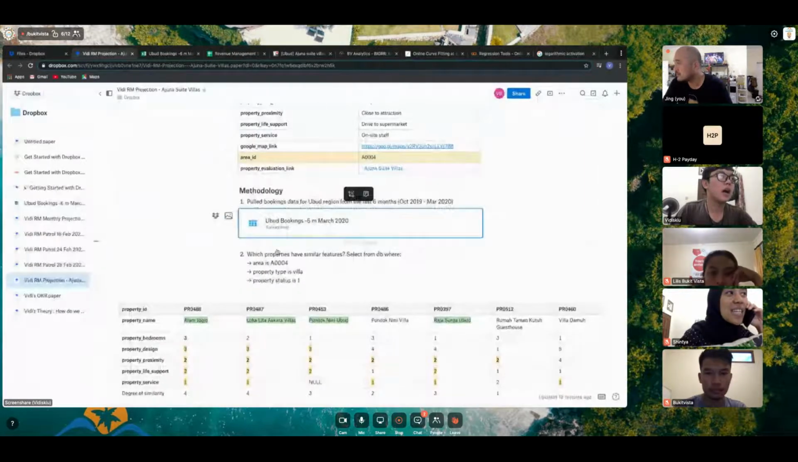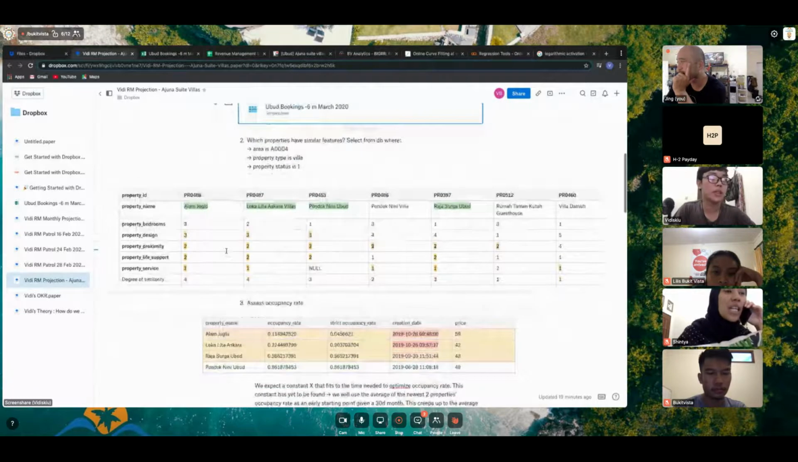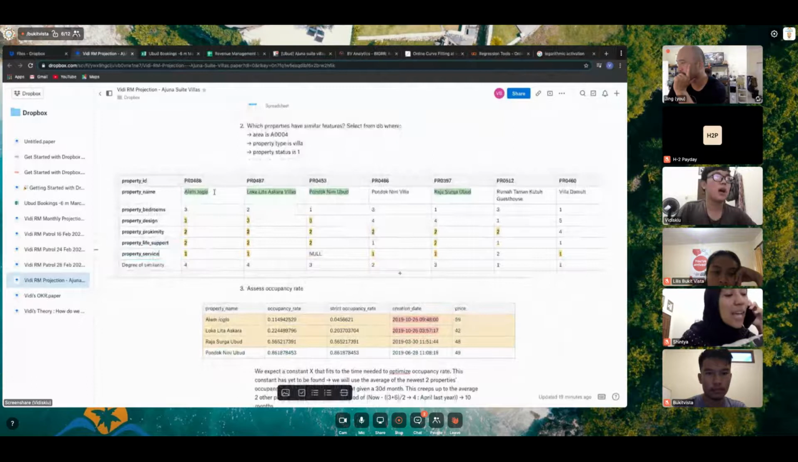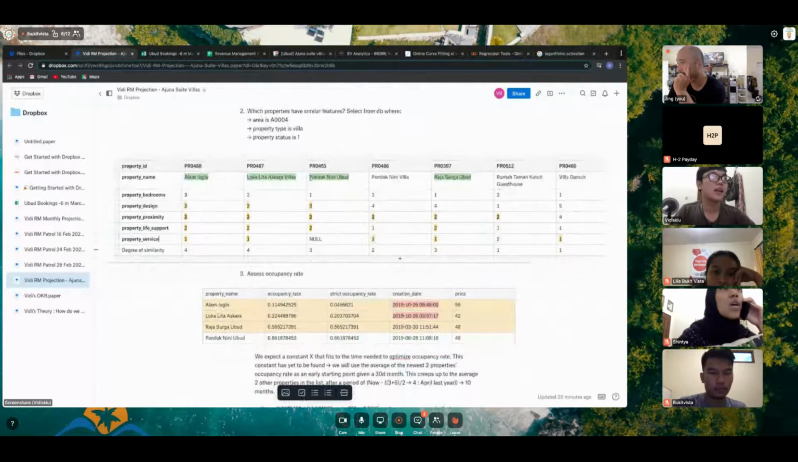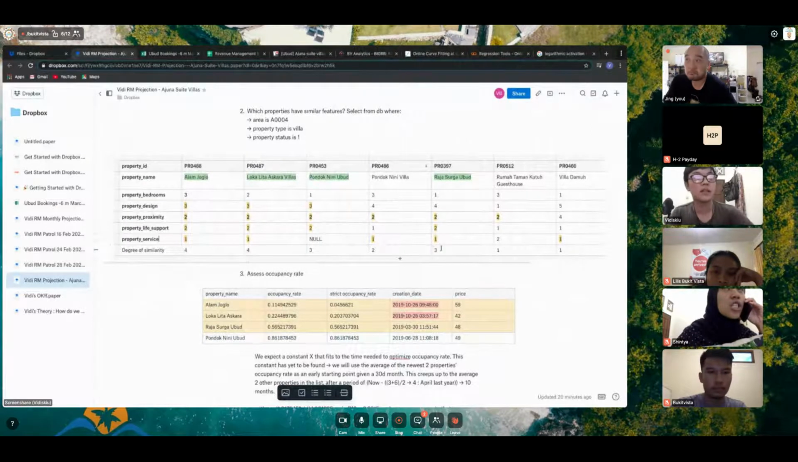From there, I found similar features: the area is Ubud, the type is villa, and the property status is 1, along with some other properties such as property design, proximity, life support, and services. So I give them a score for how similar they are, to consider them as a mirror property, and the result is that Alam Joglo, Lokalita Askara Villa, Pondok Nini Ubud, and Raja Surga Ubud have the highest degree of similarity, with 4 and 3 points.